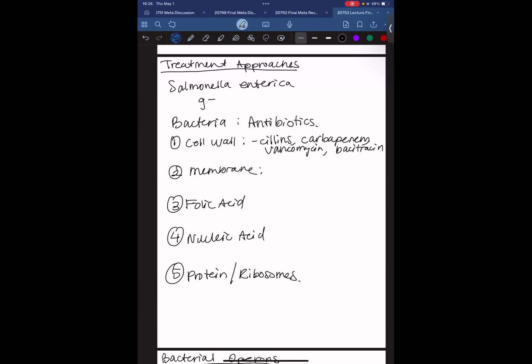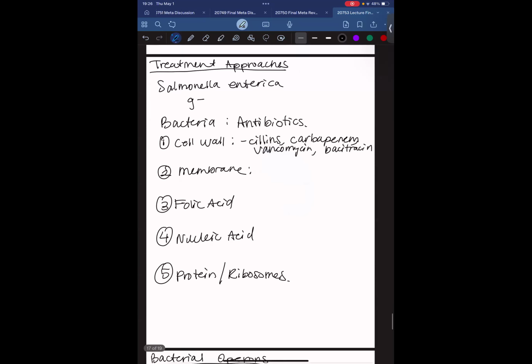Anybody know any of the membrane ones? Polymyxins and daptomycin. Folic acid synthesis inhibitors. These are our sulfas. All right, we could go through them, but you'll probably be able to recognize them by now.